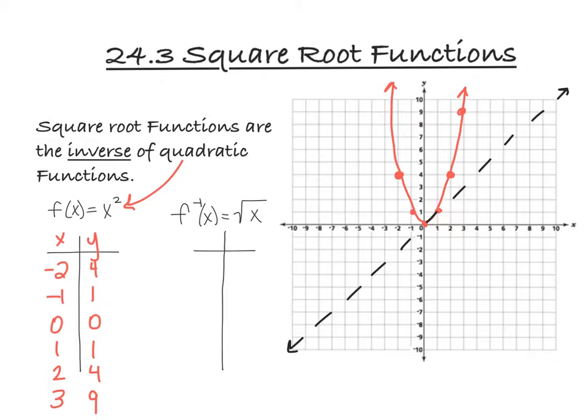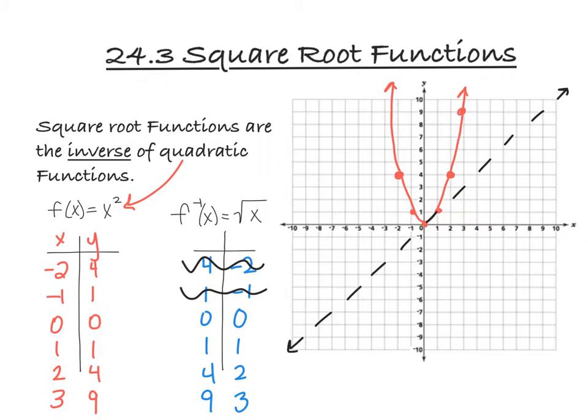All right, so when I switch my x and y, my points are going to become 4, -2, 1, -1, 0, 0, 1, 1, 4, 2, and 9, and 3. Now there's actually a few points here that aren't going to work. And that is these first 2 points that I actually have here. Because if you take the square root of 4, you don't get -2, you get +2. You take the square root of 1, you don't get -1, you get +1. So these first 2 points aren't actually there.